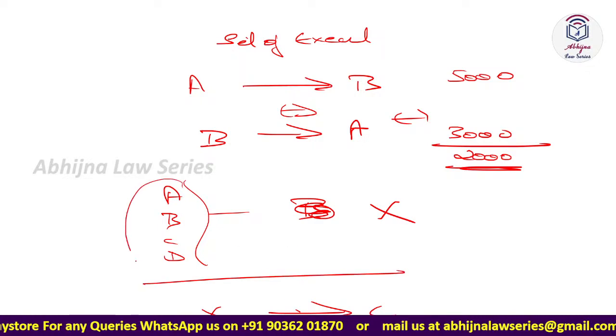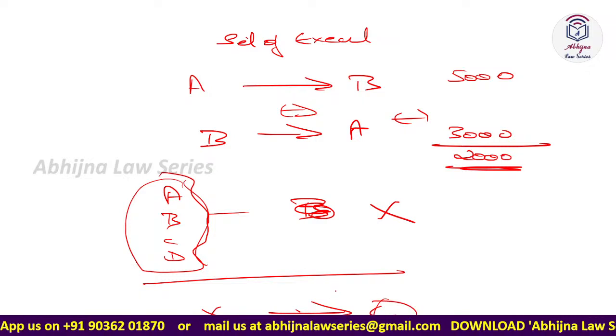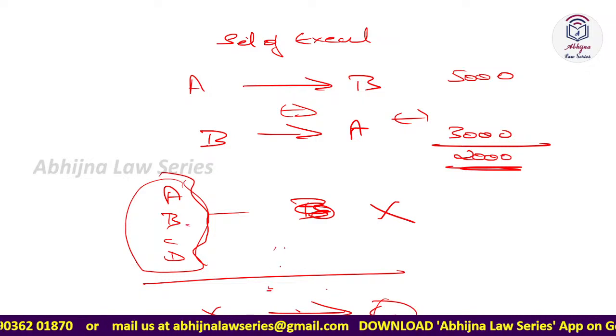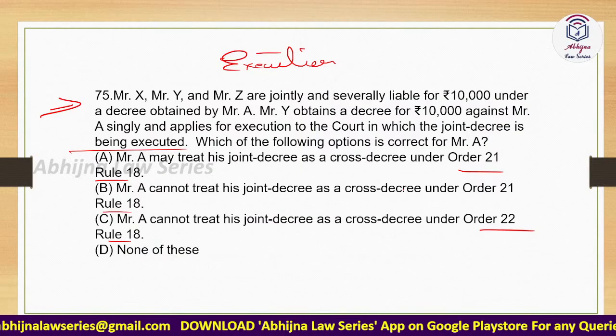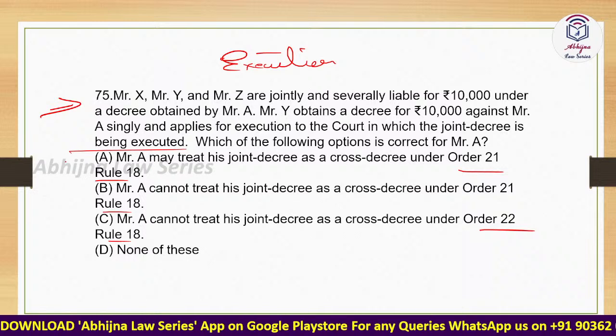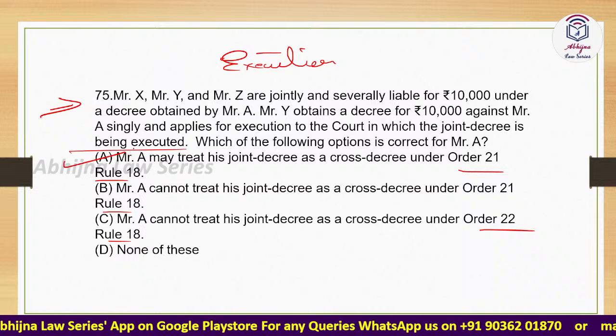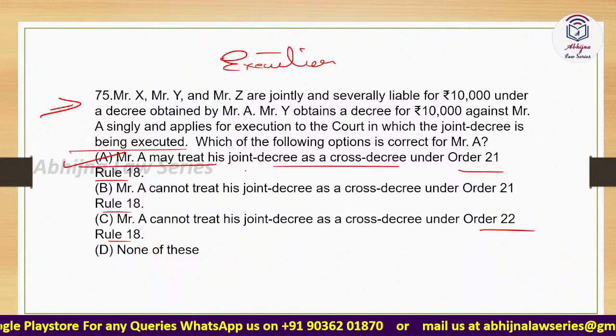Because here it is joint persons. Here it is only one person who is having a claim. So can this be adjusted, or what is the question? So here, as per the illustration, they can. He can treat his joint decree as a cross decree. It can be treated. Okay, so A is the answer here.